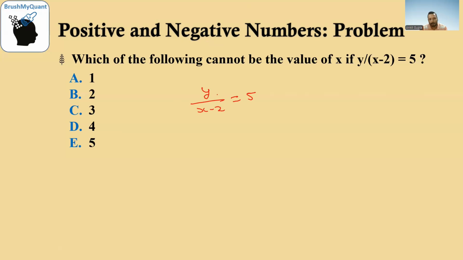Now if you look at the problem, we actually learned a theory which says that division by 0 is not possible, right? That means the denominator of a fraction can never be 0. That means the value of x minus 2 can never be equal to 0, or x can never be equal to 2, because that will make the denominator 0, and then we won't be able to evaluate this expression. So in this case, which of the following cannot be the value of x? Answer will be option number B, which is x is equal to 2.